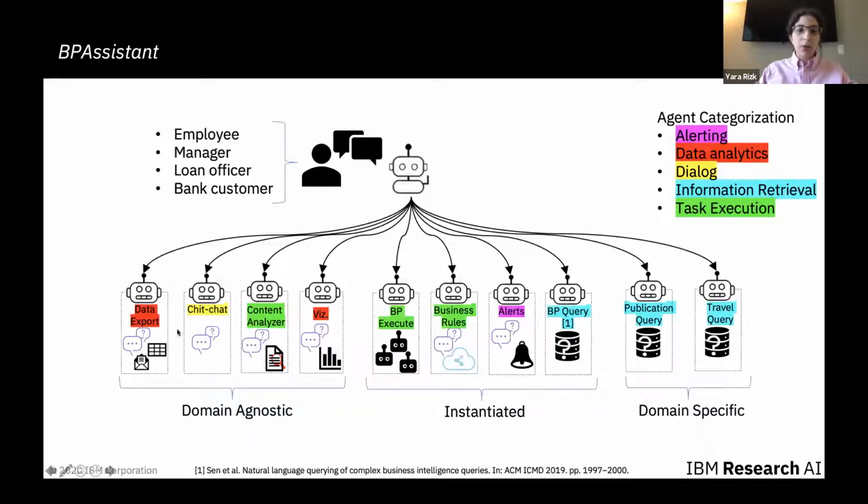And we can also group them into those agents that are domain agnostic. So they don't really care if we're talking about travel or loan or whatever, they apply to different things. The visualization agent is one example that we've already seen. A content analyzer that takes in a PDF and then extracts key-value pairs from that PDF is another example.